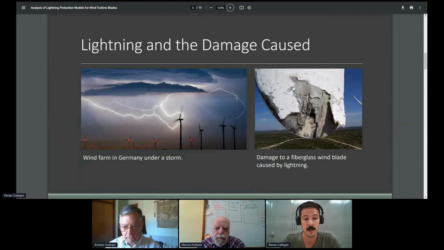Here you can see a wind farm in Germany under a storm. That is a generator acting as a lightning receiver. On the right, we see the damage caused by lightning to the fiberglass material. This damage compromises the proper functions of the generator.